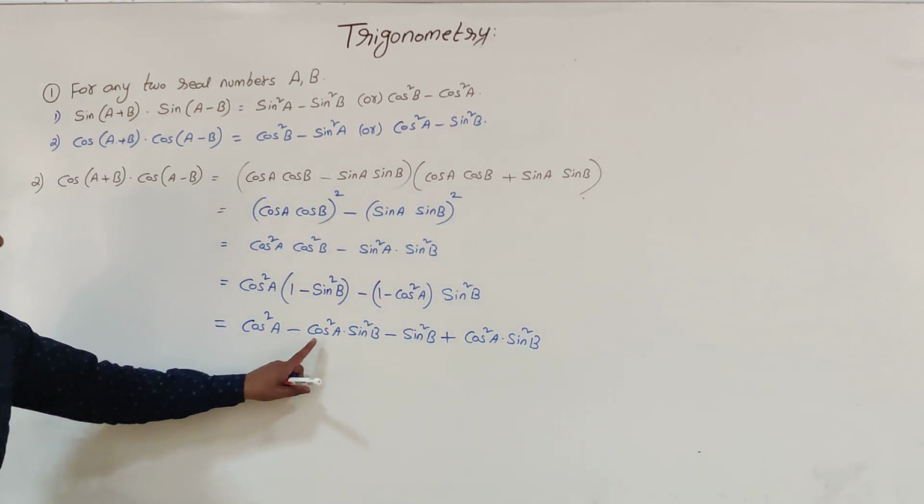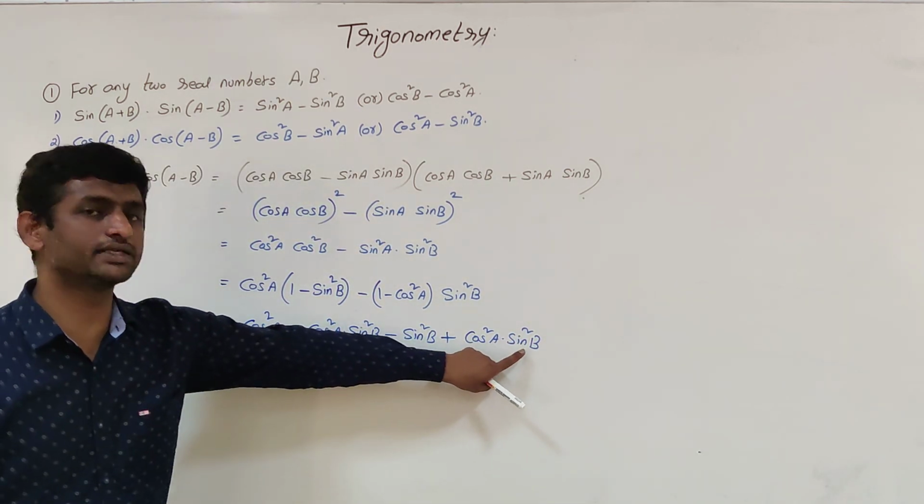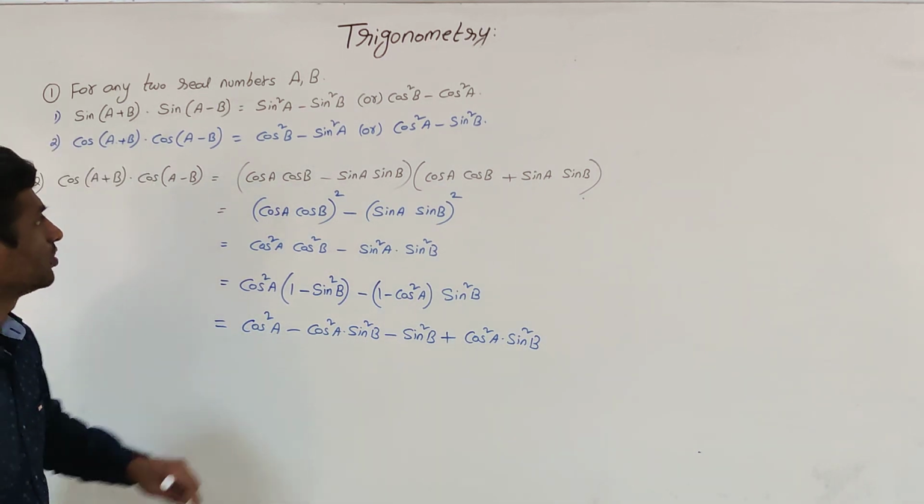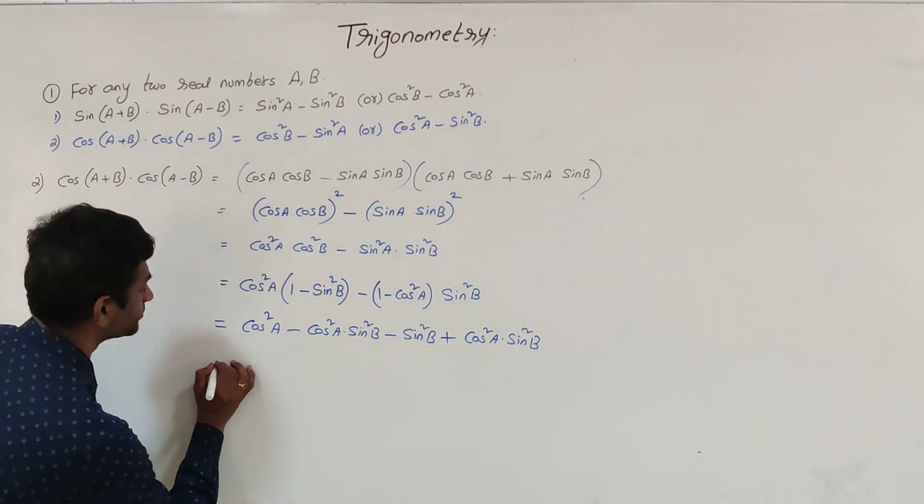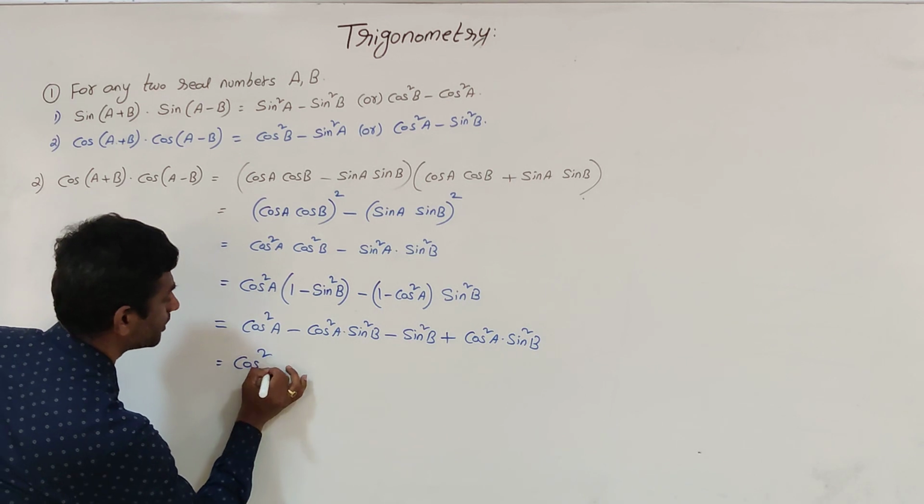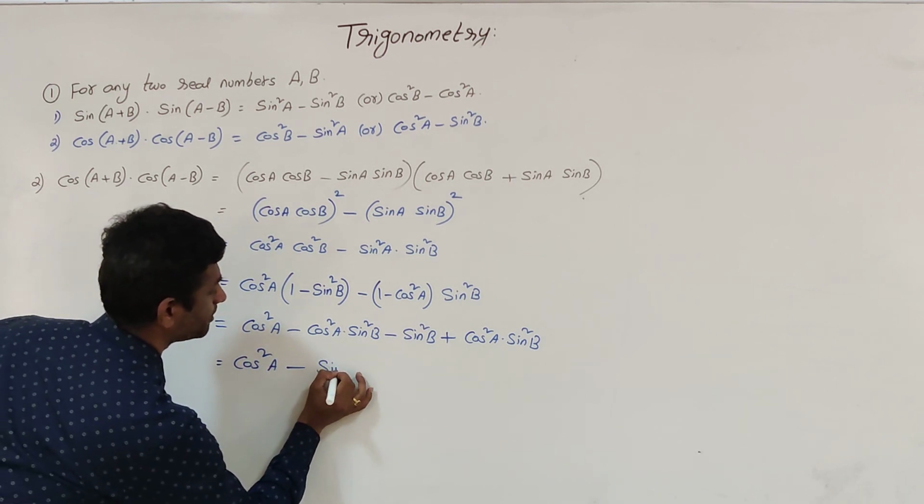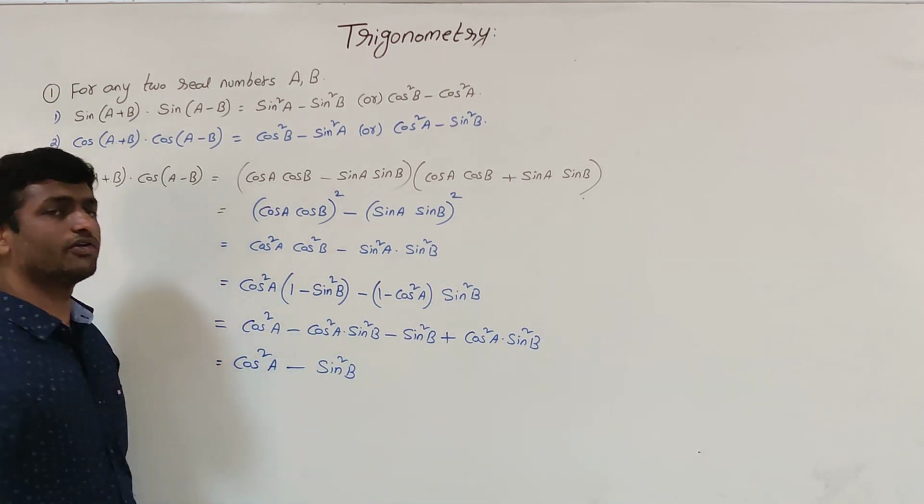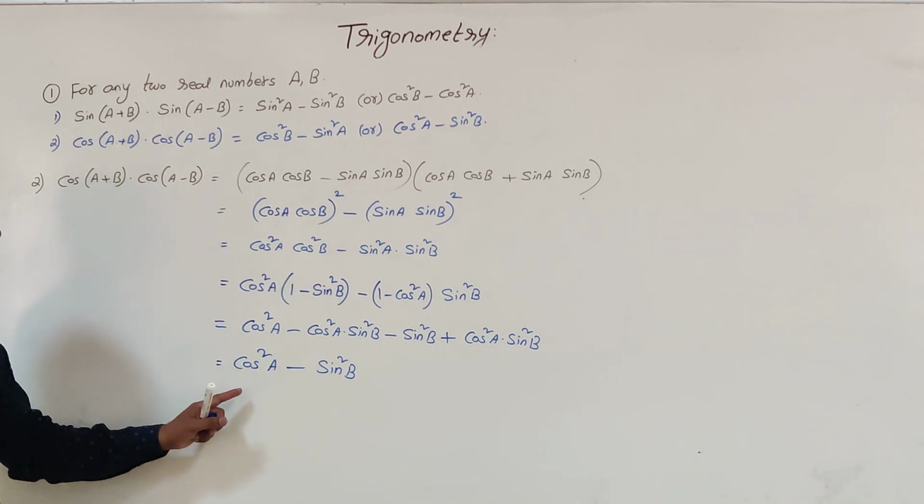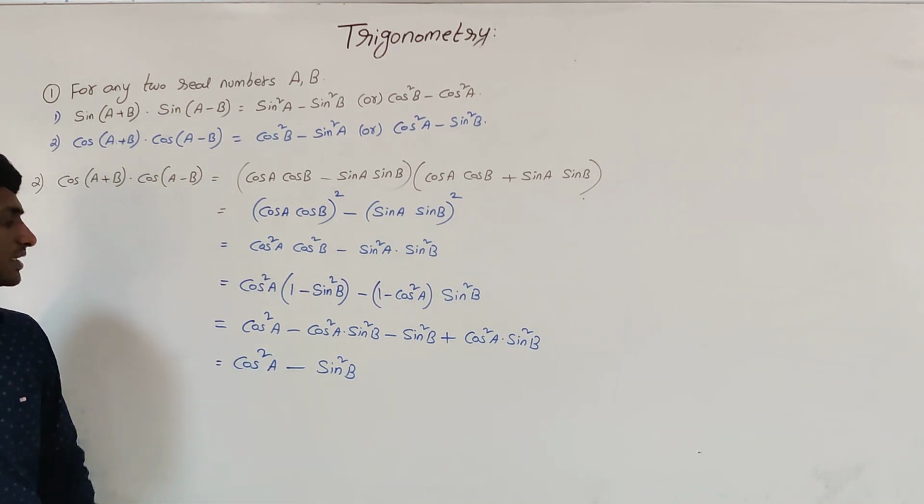So minus cos square A sin square B plus cos square A sin square B get cancelled. So it will be left over with cos square A minus sin square B. So cos of A plus B into cos of A minus B is cos square A minus sin square B.